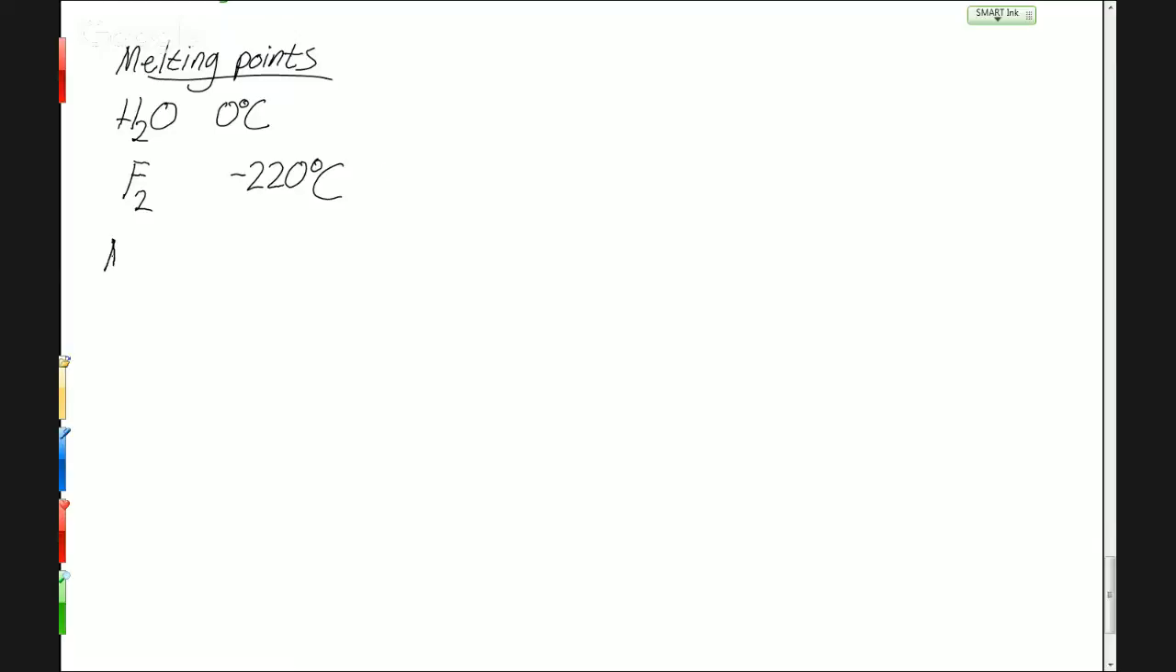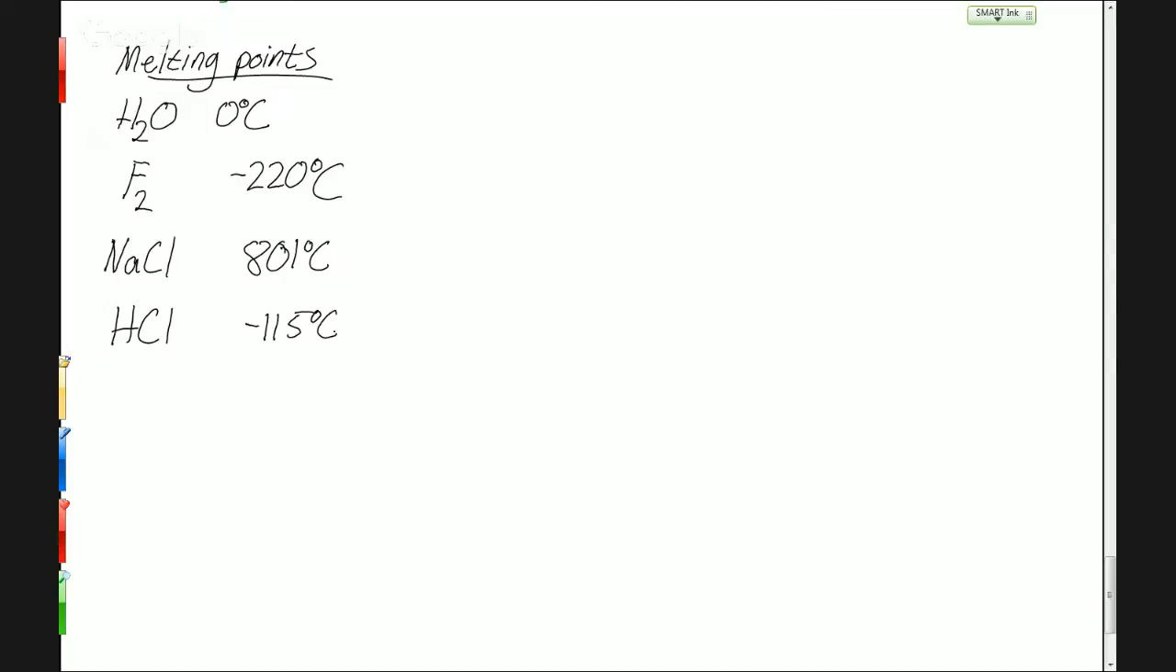What's the melting point of salt, sodium chloride? Have we ever melted salt? It's pretty hard to do. The melting point of salt is 801 degrees C. So you need to get pretty hot. And then hydrogen chloride, this is not hydrochloric acid, which is dissolved in water, but hydrogen chloride gas, is minus 115 degrees C. So kind of in the middle of water and F2.